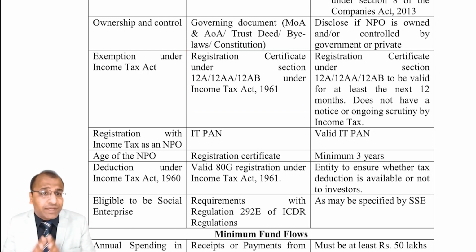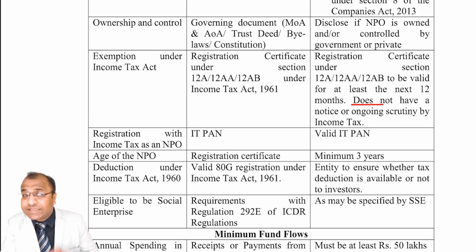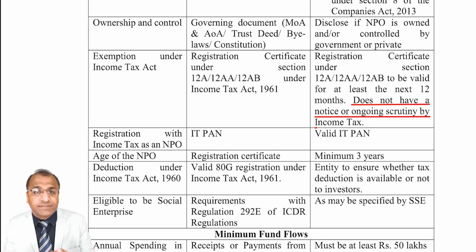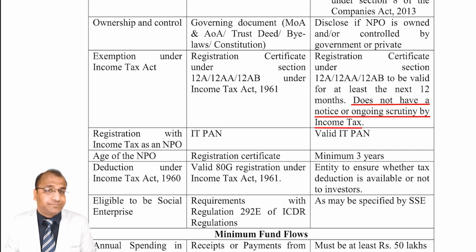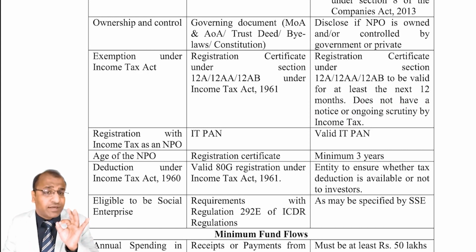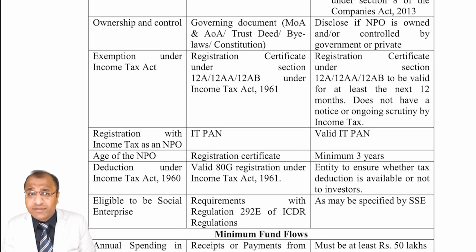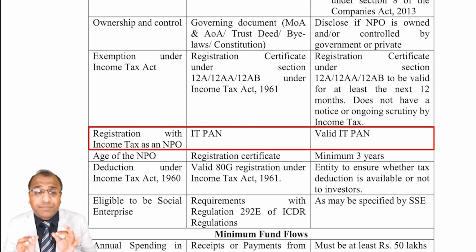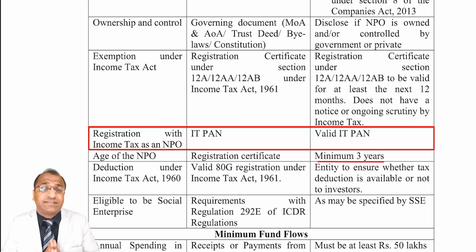Here, I would also like you to note that the organization should not have any ongoing litigation or any open notice pending to be resolved. Next comes a valid PAN. The organization should of course have a valid PAN and should have completed 3 years of its establishment before applying for registration with social stock exchange.